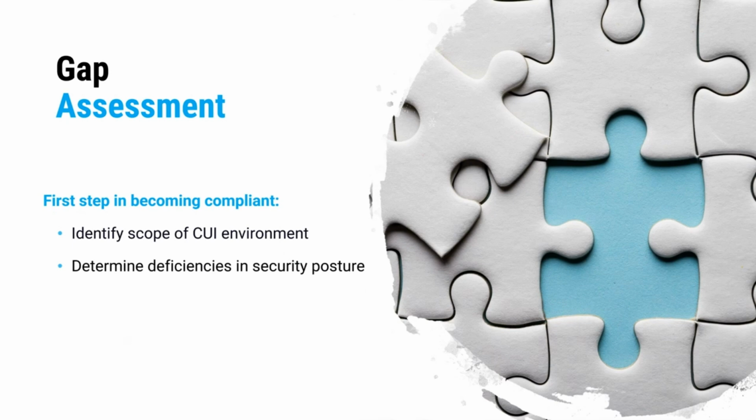So for that gap assessment, as I mentioned, we're going to start with identifying the scope of any CUI in your environment. The CUI should be identified within your contracts as things that you would be storing, transmitting, or processing. It's going to be anything that you generate also in accordance with the performance of the contract. That gap assessment really is going to have you go through the 110 controls of NIST 800-171.